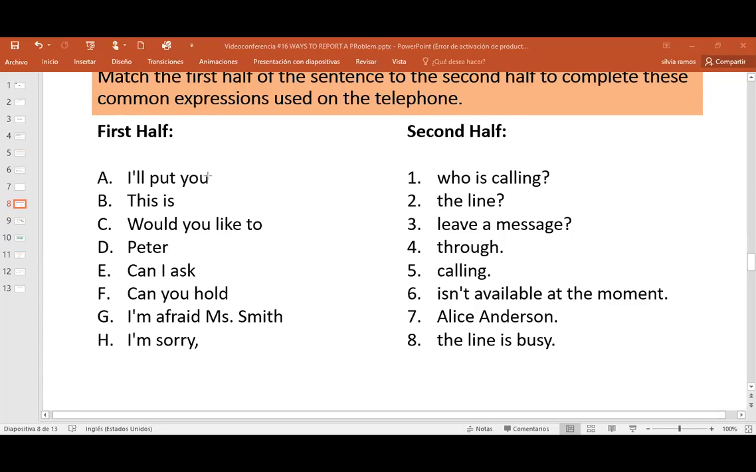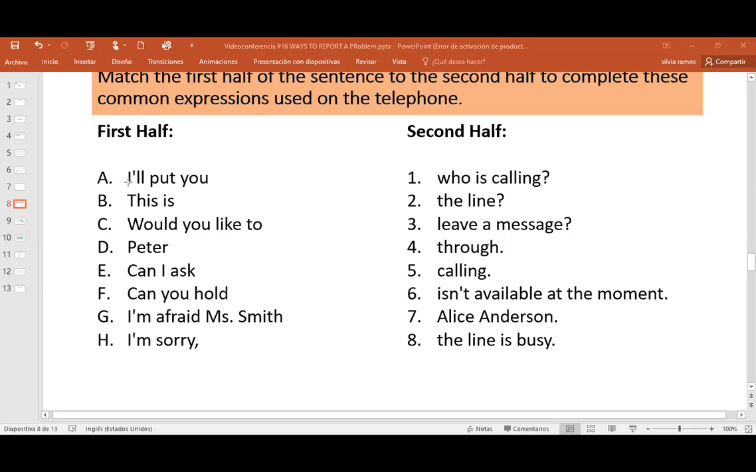This one, I'll put you, and then who is calling? The line, leave a message through calling, isn't available at the moment. Alice Anderson, the line is busy. What do you think is the answer for the first one? It cannot be any, it cannot be one, two, or three. No puede ser ni la uno, ni la dos, ni la tres, porque estas son preguntas, miren. Y la primera no es pregunta, right? What do you think is the first one?